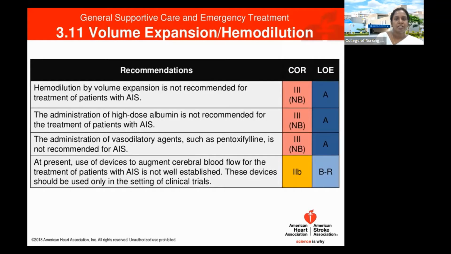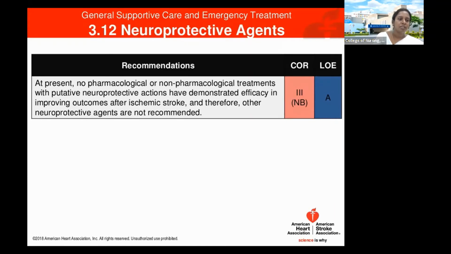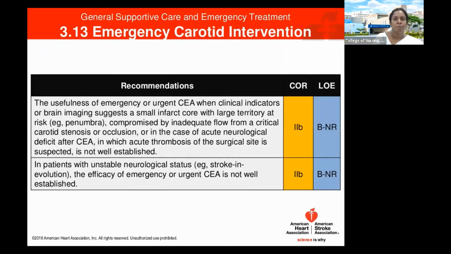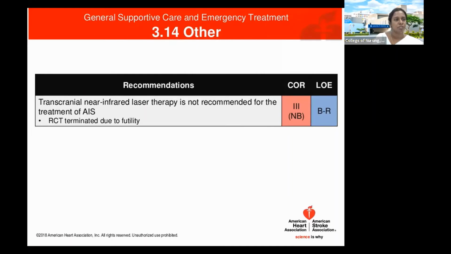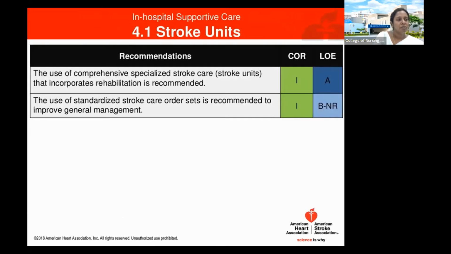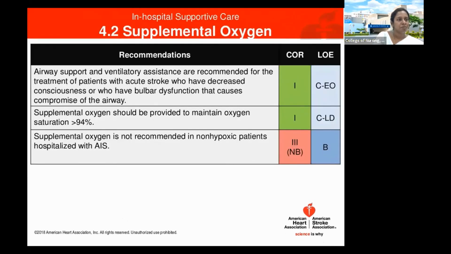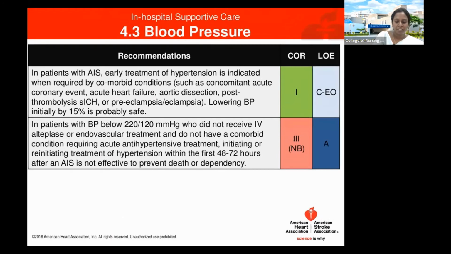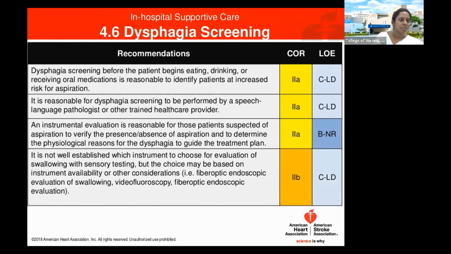This one, CEA, carotid endarterectomy, is again advised for patients who have a carotid stenosis. All right. So in hospital treatment, all this we have already covered. For which patients we can start oxygen, how is blood pressure managed, how is temperature managed, and glucose. I will just go to dysphagia screening. Dysphagia screening is definitely recommended by AHA. It has to be done while the patient is in the hospital.